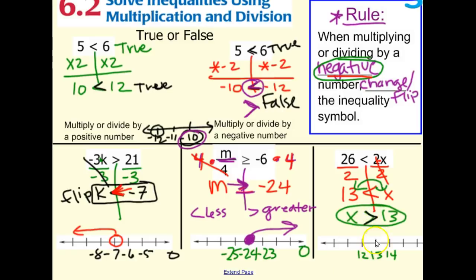Now we can graph 12, 13, 14. There's no equal to here, so this would be an open circle. And then there's not an L for less than. This makes a greater than symbol. Or put your arrow in here pointing to the right. Greater than 13 would be 14, 15.